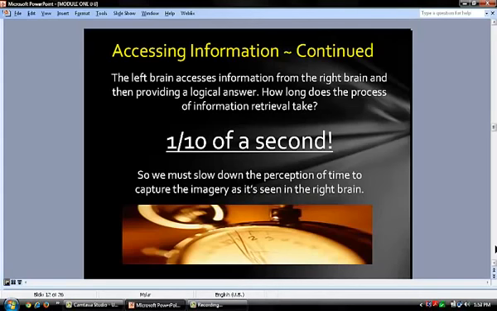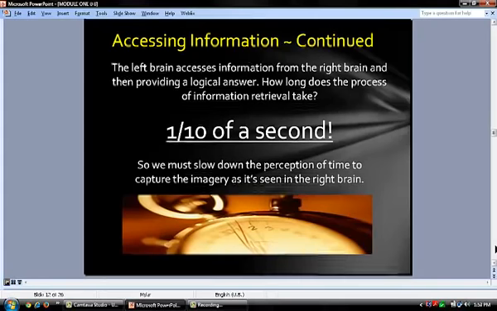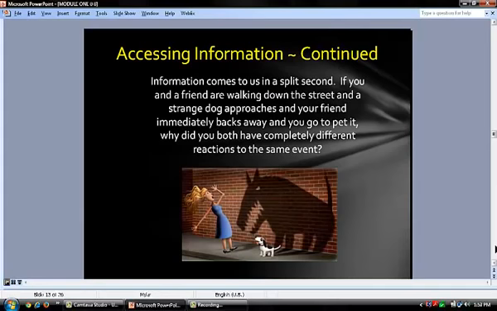For example, you and a friend are walking down the street, you see a big dog, it comes up to you, you go to pet it, your friend backs off. Both of your reactions are instantaneous. It only takes a second to react, and only a fraction of a second for you to know if you feel safe or not. So why did you and your friend have completely different reactions to the same dog on the same street, same time of day?